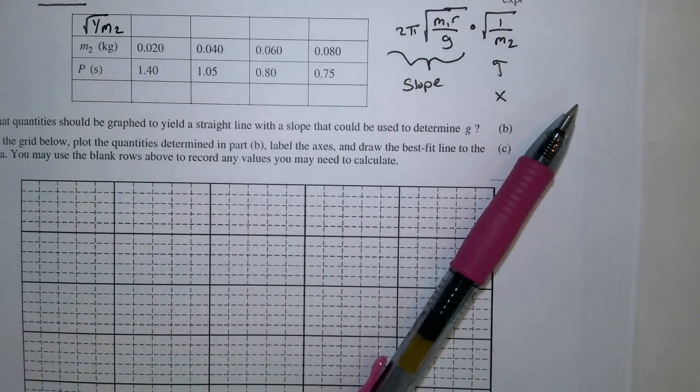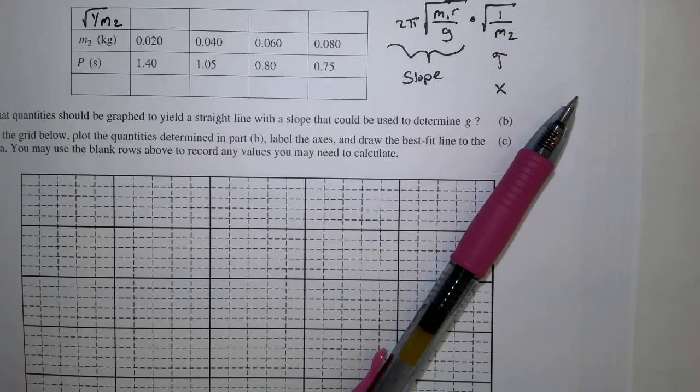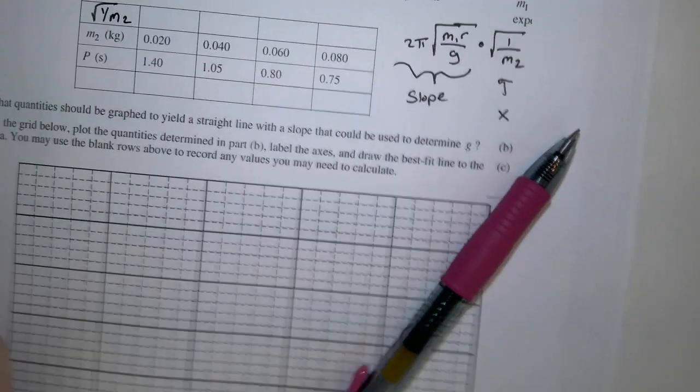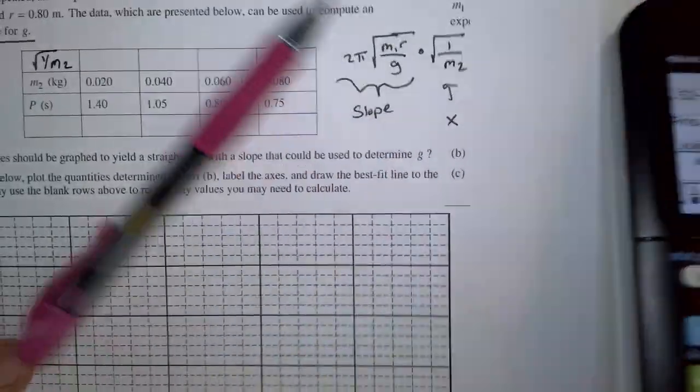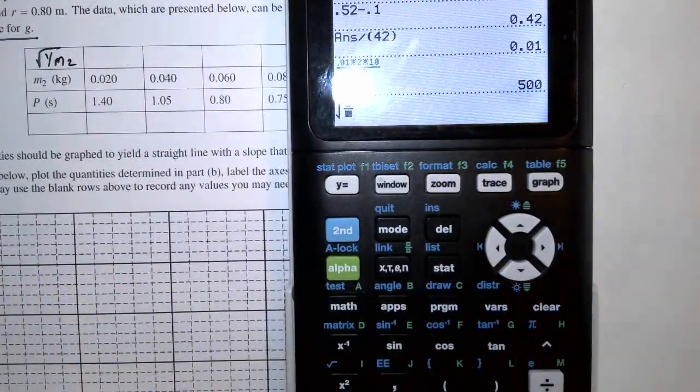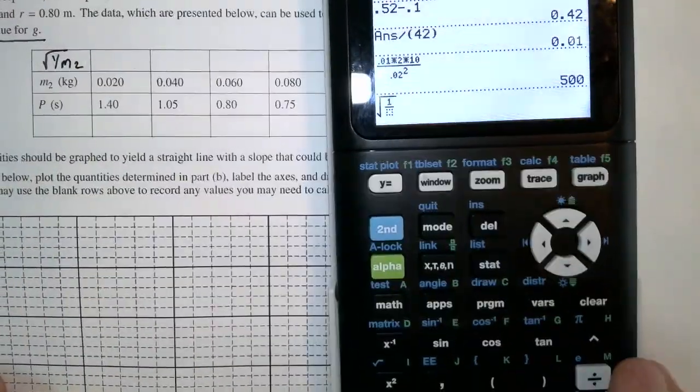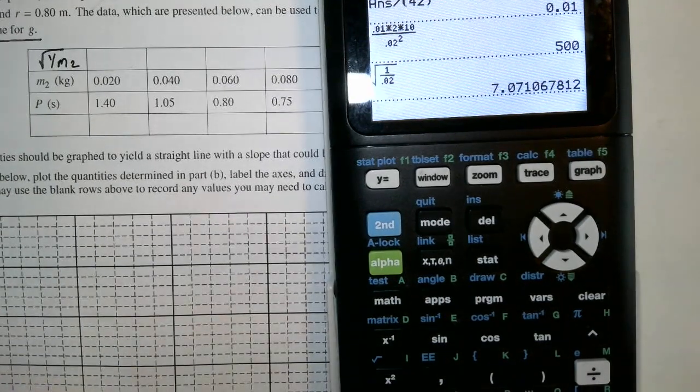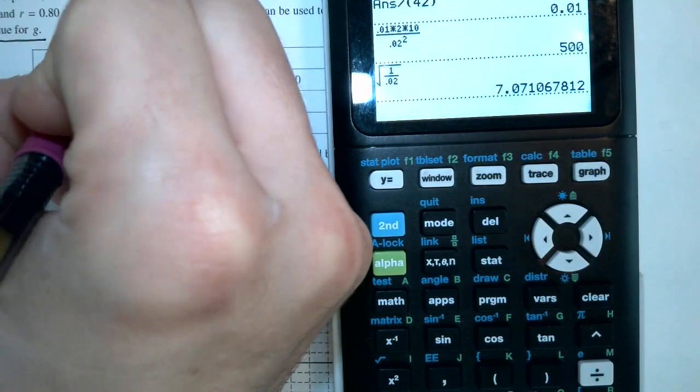We got the square root of 1 over m2. So we got the square root of 1 divided by, I got to do all the values, 1 divided by 0.02, which is 7.07.